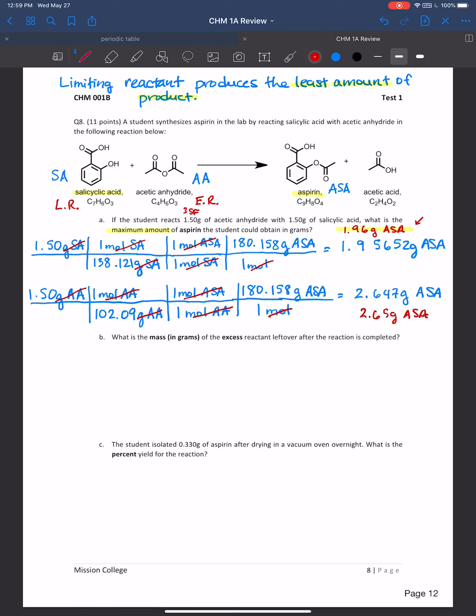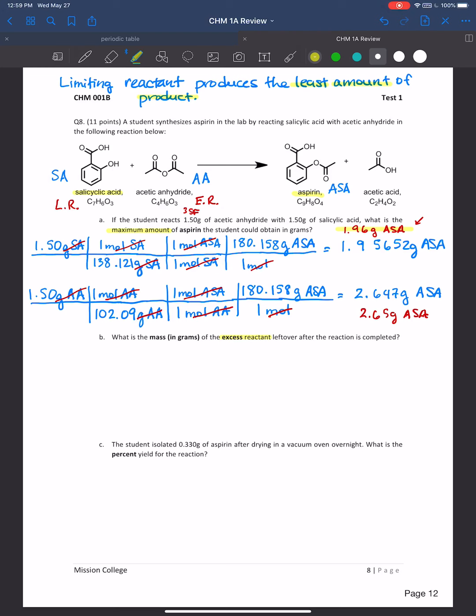And as a scientist, as a synthetic chemist, it's really important to identify what the excess reactant is and how much of it's left over, because in the end, you need to purify it from your product, the aspirin. And so technically, if you're running this experiment in the laboratory, you would quench the acetic anhydride with some added acid to convert it all to acetic acid.